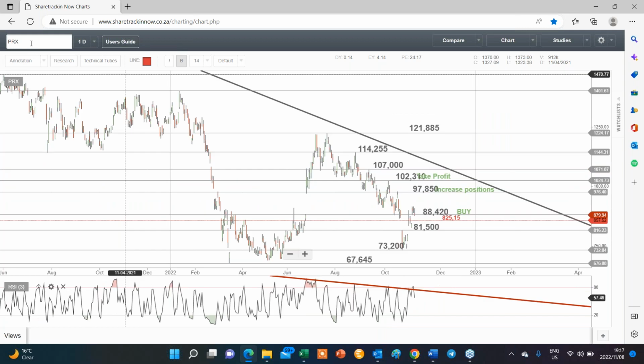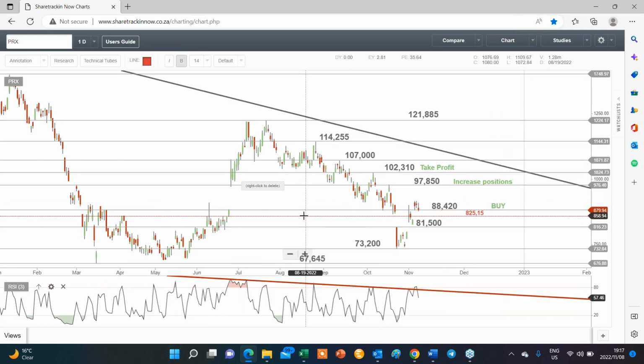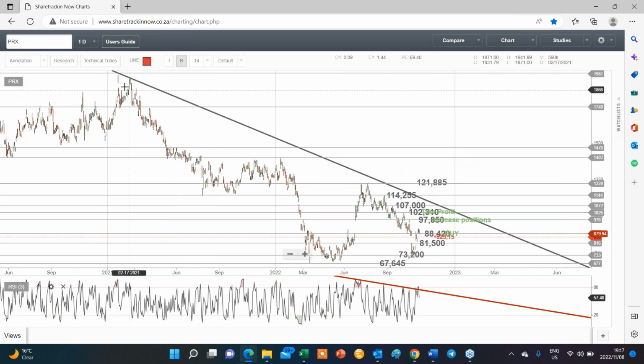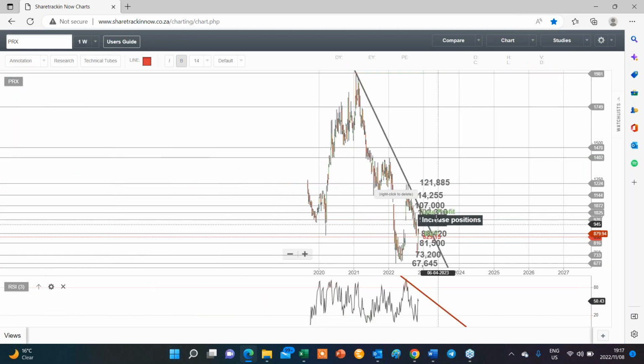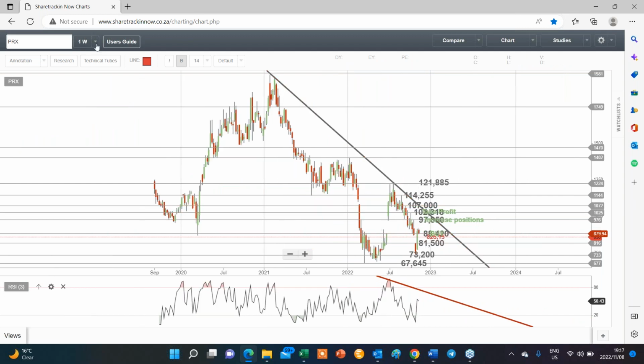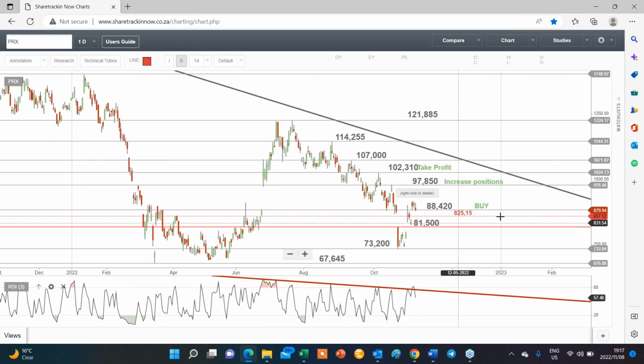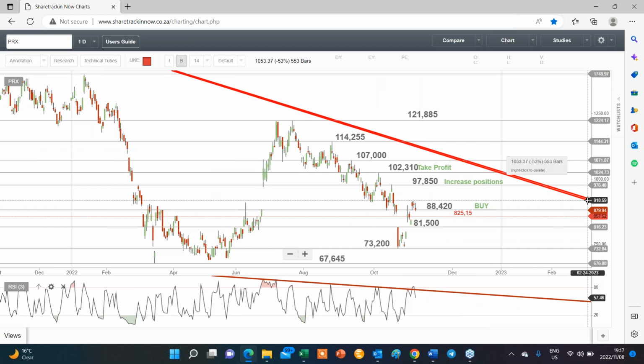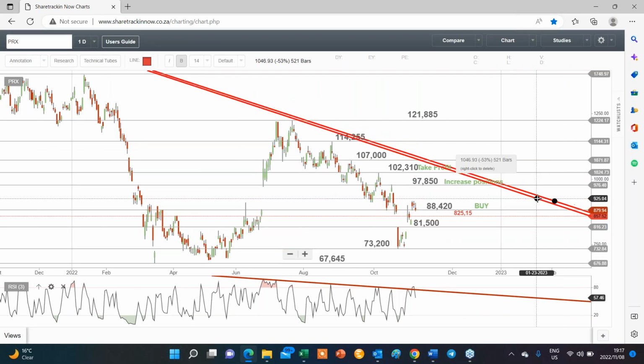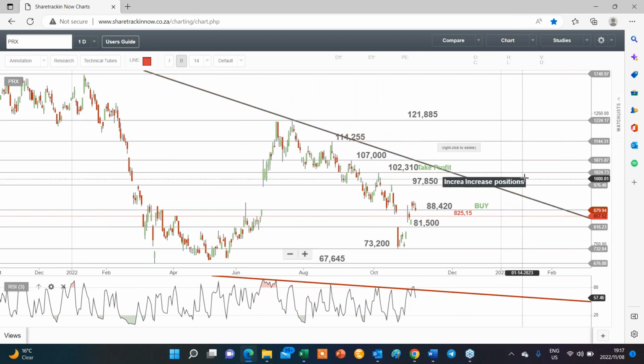PRX, which is a new call. This is how PRX has been looking. It's still in its bear trend, bearish since 2021. Sorry, it looks like my trend lines are not in order, but they kind of move when you're looking at the daily chart, so I'm just trying to tighten it there.